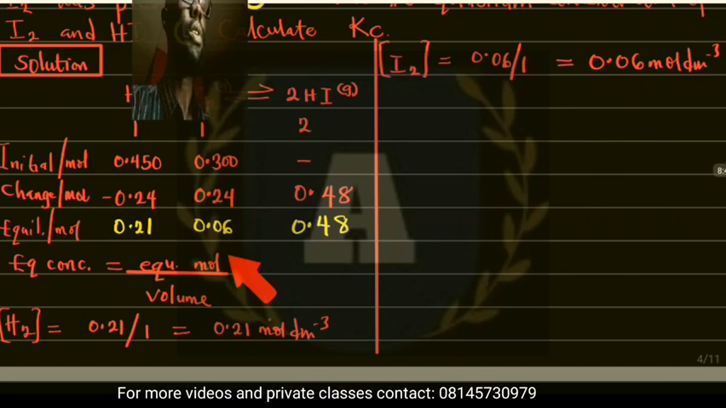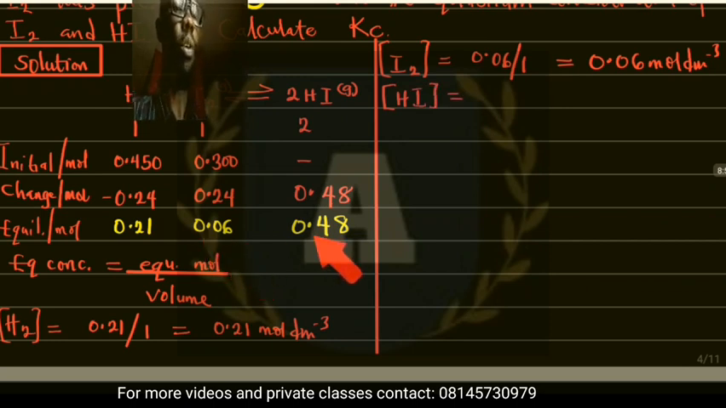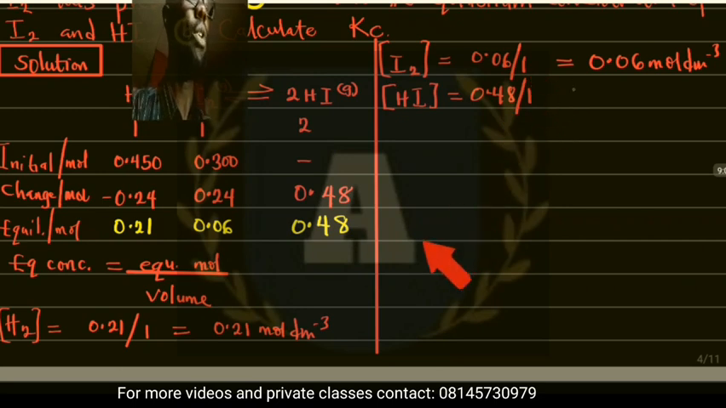Okay, so now we do a similar thing for hydrogen iodide. Its equilibrium mole is 0.48. We divide by 1 as well, which is the volume. The 1 is the volume. So its equilibrium concentration, therefore, will also be 0.48 mole per dm cube.